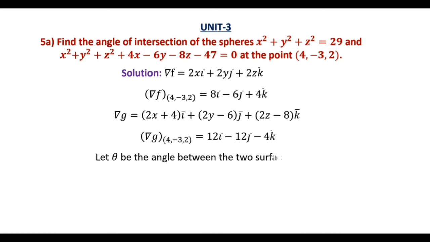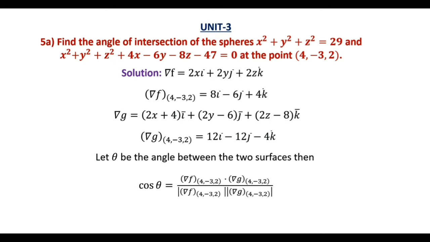We know that the angle between two surfaces is cos theta is equal to del f at the point dot del z at the point, whole by modulus of del f at the point P into modulus of del z at the point P. On simple calculation, cos theta is equal to 152 by this denominator numerical value. Hence theta is equal to cos inverse 152 by this numerical value.